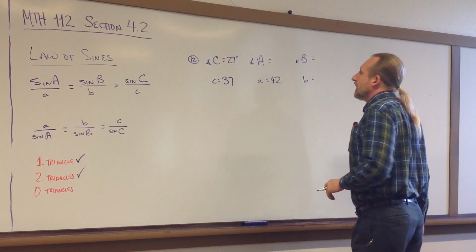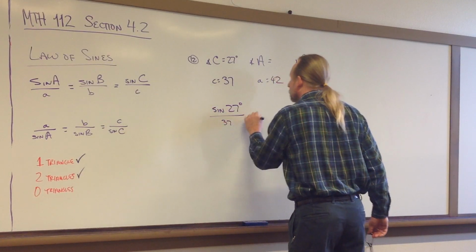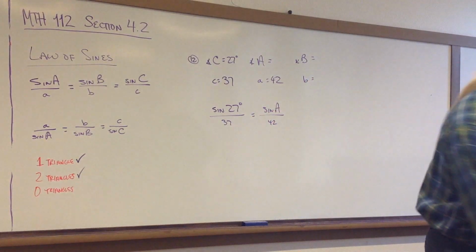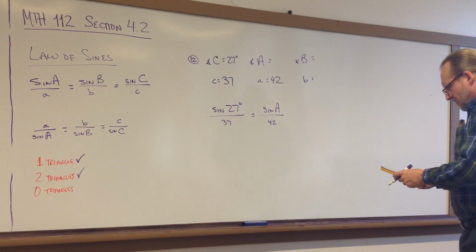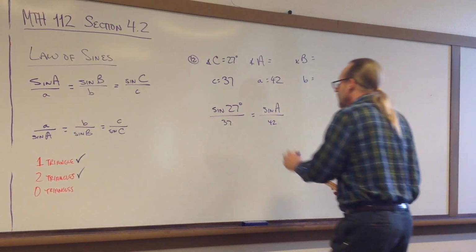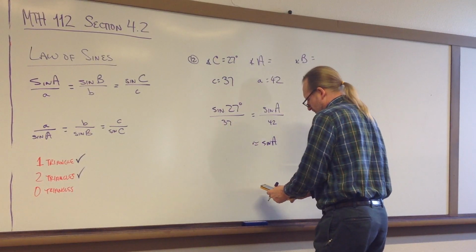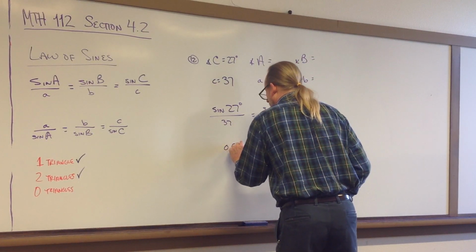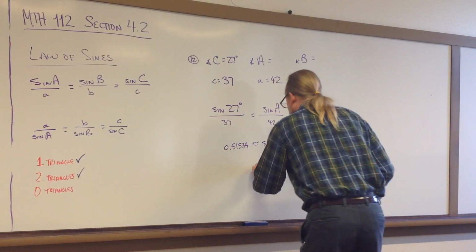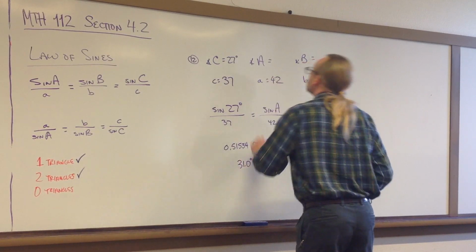Let's see. So we want to set this up to find angle A. Sine 27 degrees over 37 equals the sine of A over 42. All right, sine 27 divided by 37 times 42 says the sine of A is going to be about 0.51534. And we'll take the inverse sine. And that says that angle A is going to be about 31.0 degrees.